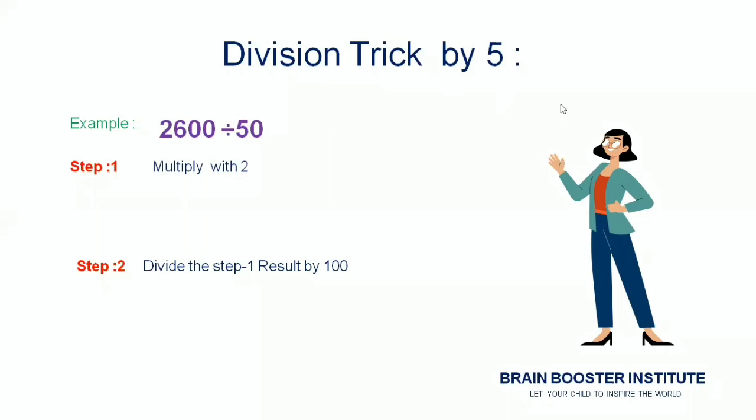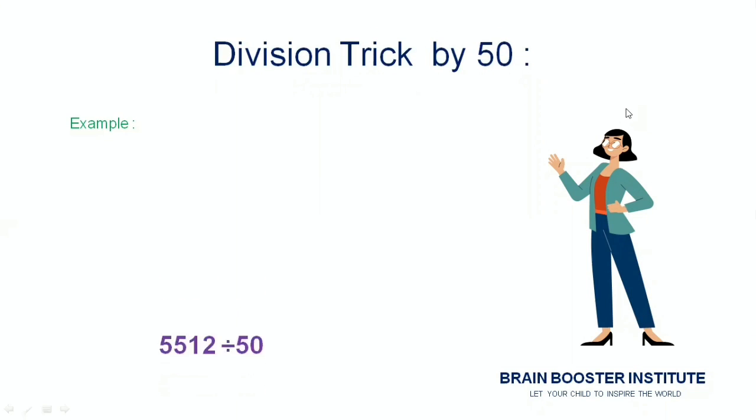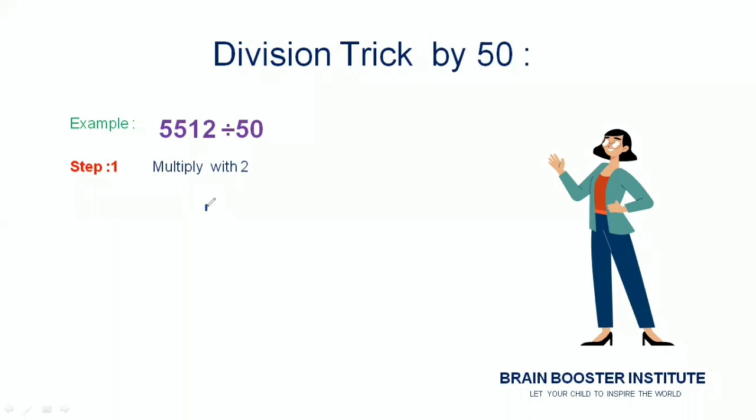Now let's go with another problem. 5512 divided by 50. Same, my dear friends. Let us go with step 1. Multiply by 2. So 5512 into 2. Let us multiply, my dear friends. 2 2s are 4, 2 1s are 2, and 2 5s are 10. 2 5s are 10 plus 1 is equal to 11. So 11,024. 11,024 is the step 1 result, my dear friends, by multiplying the given number by 2.